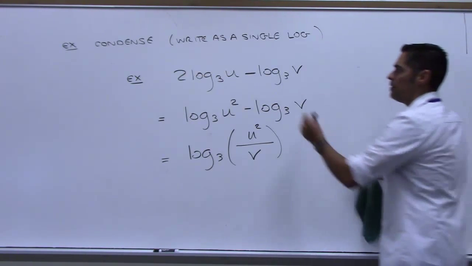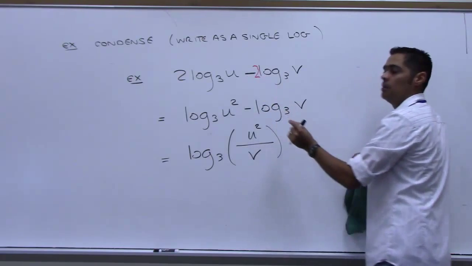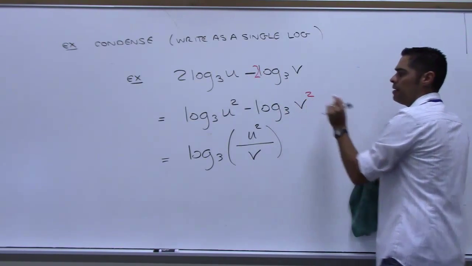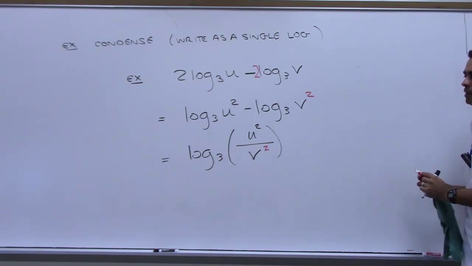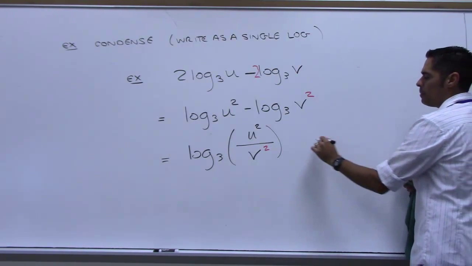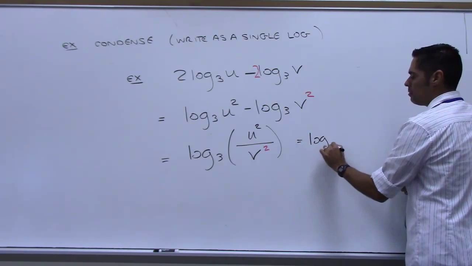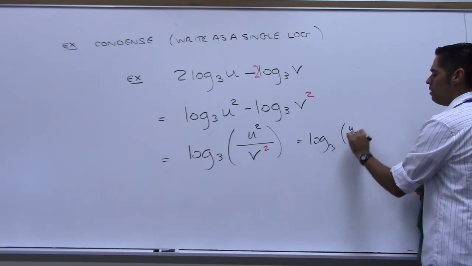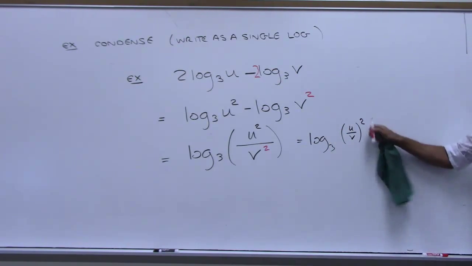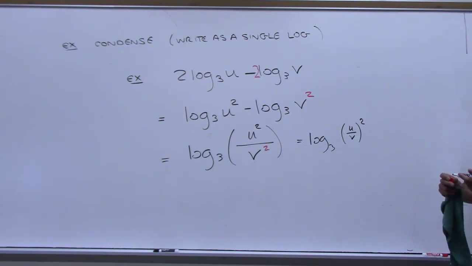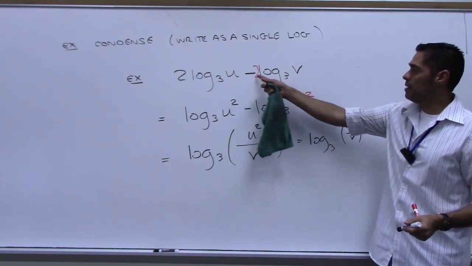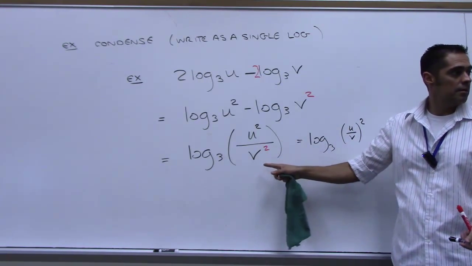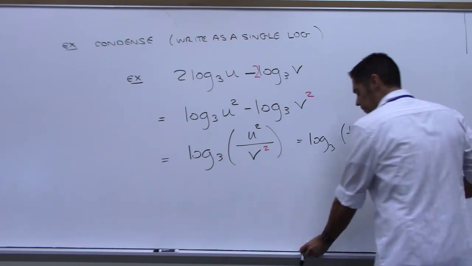If there was a 2 here, then I would have done a 2 here, and perhaps I would write log base 3 of U over V squared, because it's squaring each one, but there's not, so. If it was like 3, then this would just be 3, and then that would be 3. Just leave it there.